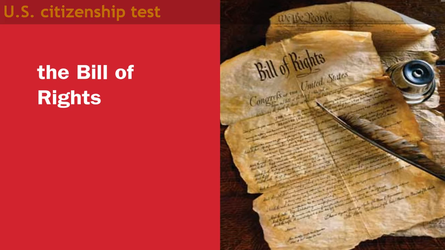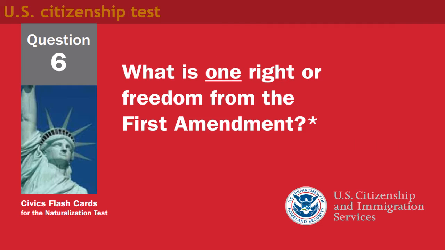Some of these rights include freedom of expression, the right to bear arms, freedom from search without warrant, freedom not to be tried twice for the same crime, the right to not testify against yourself, the right to a trial by a jury of your peers, the right to an attorney, and protection against excessive fines and unusual punishments. The Bill of Rights was ratified in 1791. Question 6. What is one right or freedom from the First Amendment?